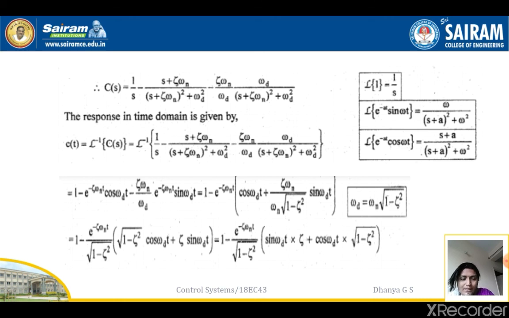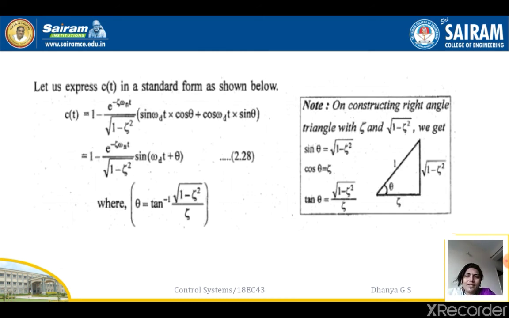So you will get the equation as 1 minus e power minus zeta omega n t cos omega d t minus (zeta omega n by omega d) into e power minus zeta omega n t sin omega d t, which when we simplify we will get as 1 minus e power minus zeta omega n t divided by root of 1 minus zeta square into (sin omega d t into zeta plus cos omega d t into root of 1 minus zeta square). That will be the equation of C of t when we are considering the underdamped second order system for a step response. So let us express C of t in a standard form as shown below.